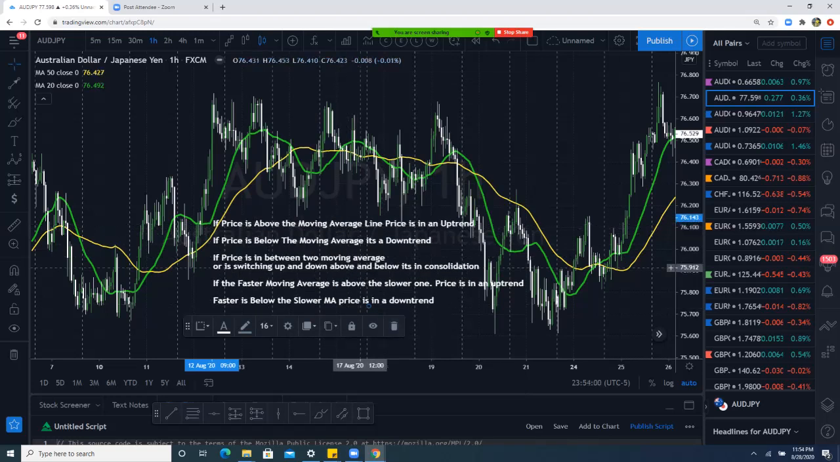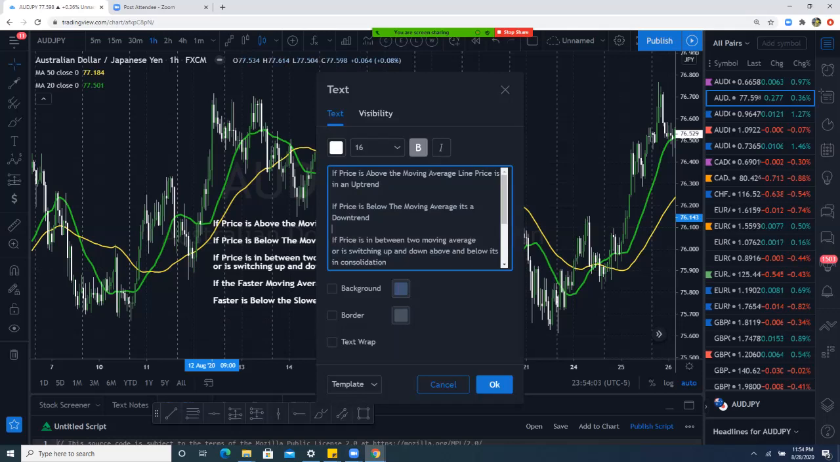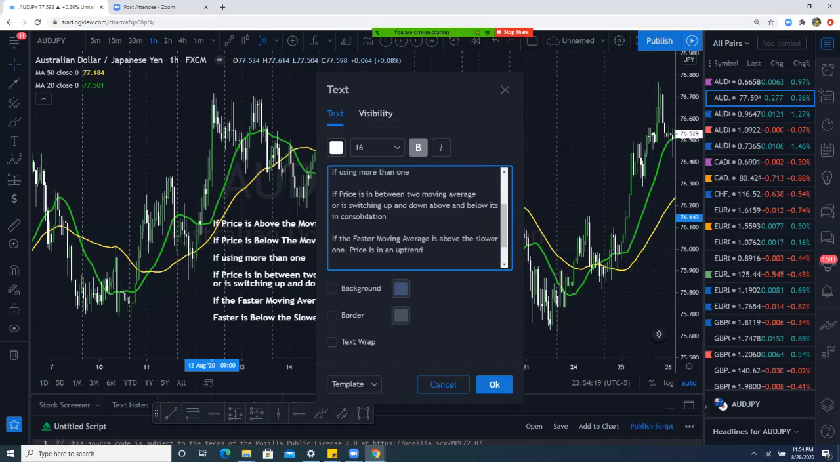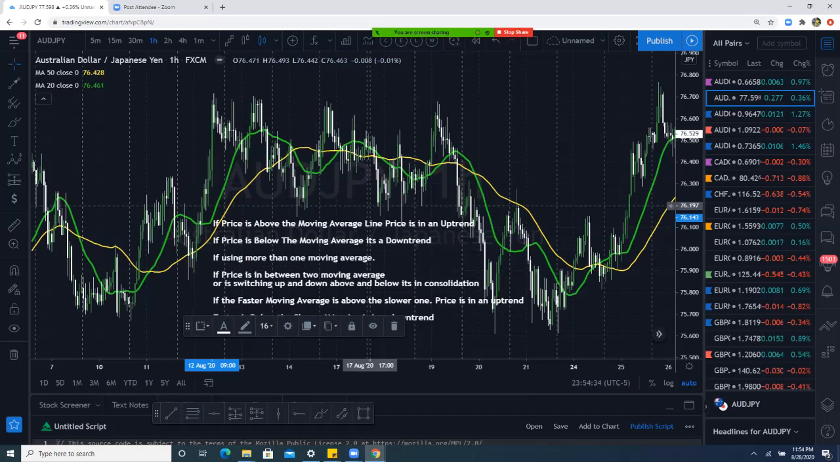So that's when you're using more than one moving average at a time. That's another rule that you can use. Using more than one moving average. There we go. Typing and talking is not as easy as it looks, and that's for sure.